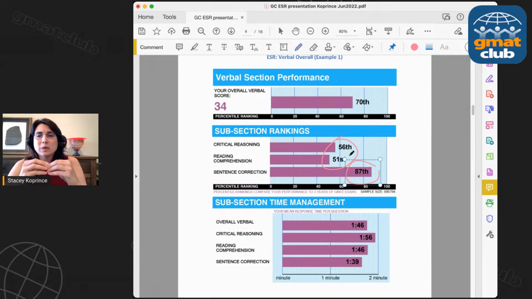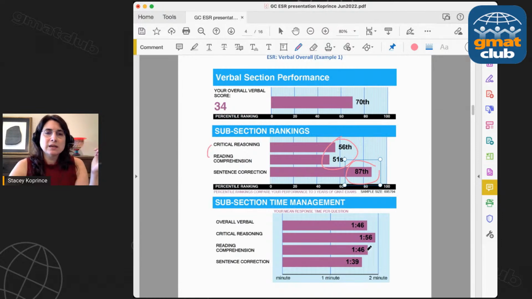There are all kinds of reasons why standard deviation exists. So if I saw something like 51 and 56 here, I don't think there's much of a difference. I wouldn't say this person's better at critical reasoning than reading comp. I would say critical reasoning and reading comp are about the same. There is, however, a statistically significant difference between CR and RC collectively and SC performance. So that's something to take a look at.